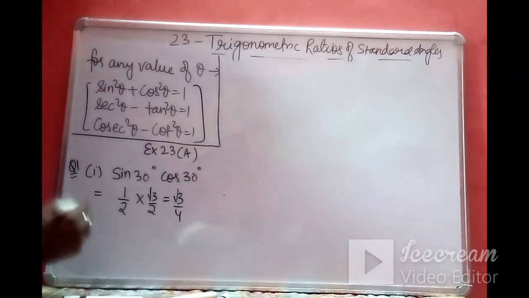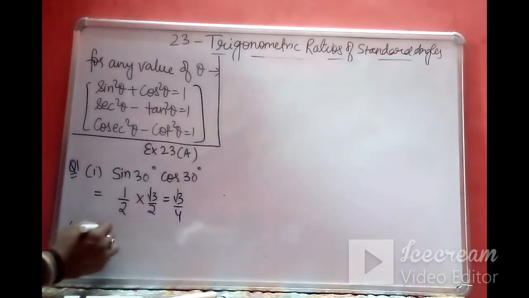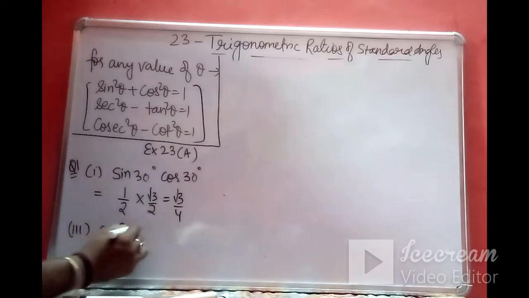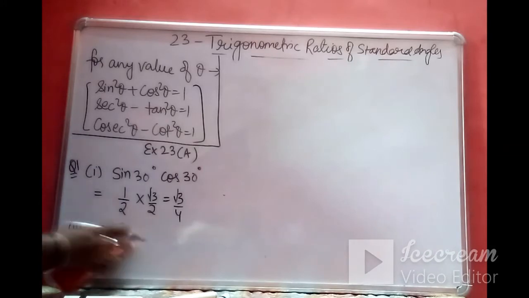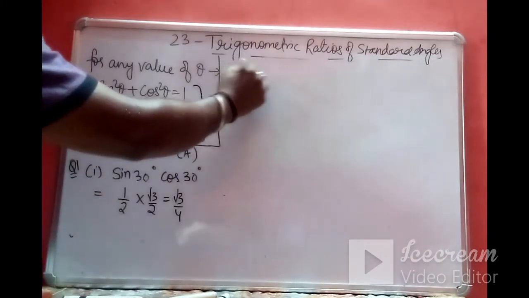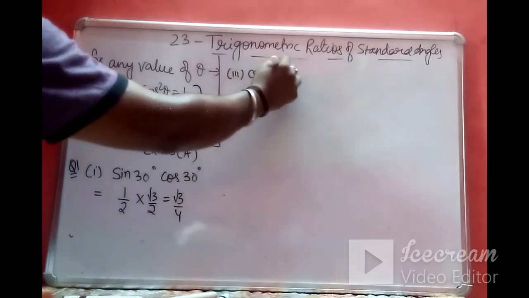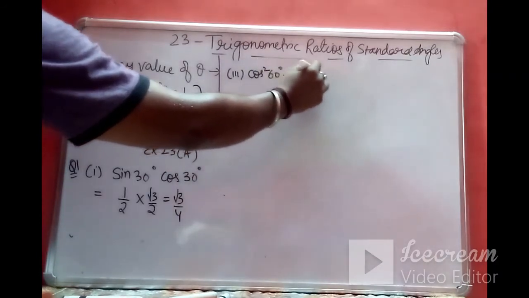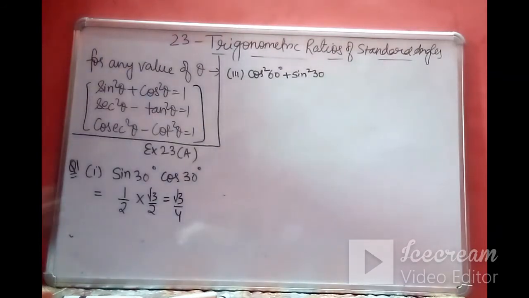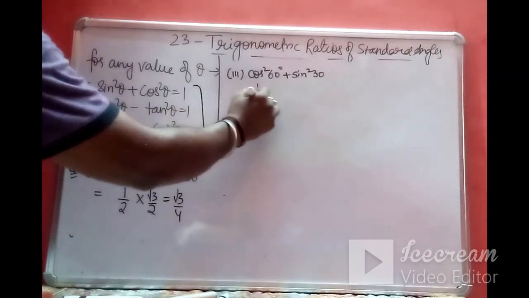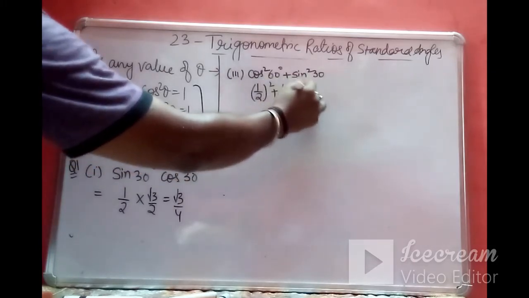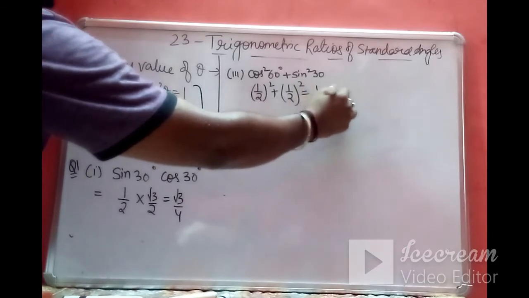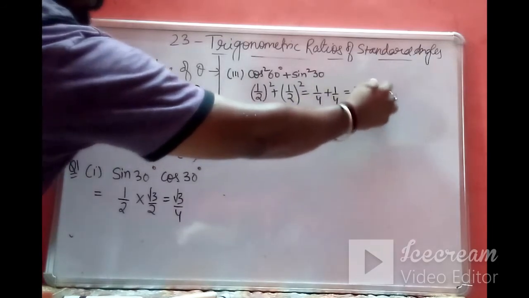Then for the third part, cos square 60 degree plus sine square 30 degree. So again we will put the values. Cos 60 is 1 by 2, sine 30 is again 1 by 2. So it is 1 by 4 plus 1 by 4, that is 2 by 4, and your answer is 1 by 2.